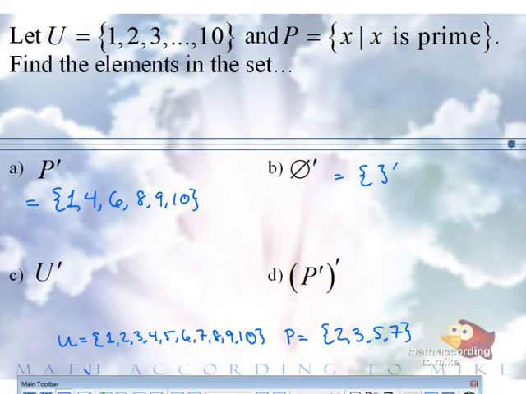So, the complement of the empty set is going to be what? The universal set. Because there's nothing in the empty set. So what are you taking out of the universal set? Nothing. So what are we left over with? 1 through 10. In general, the complement of the empty set is the universal set.